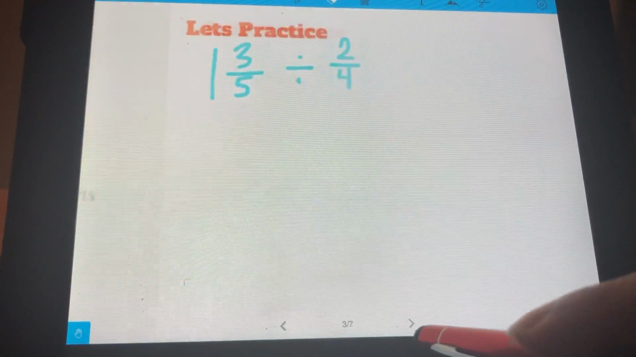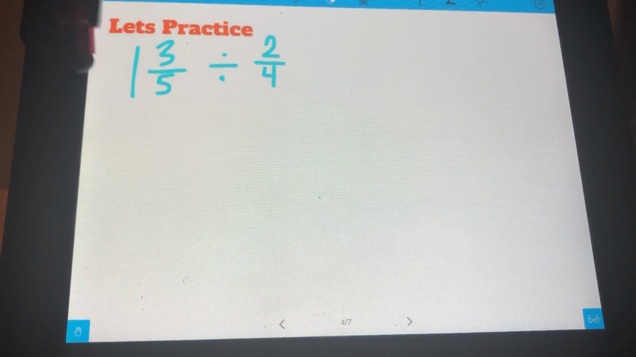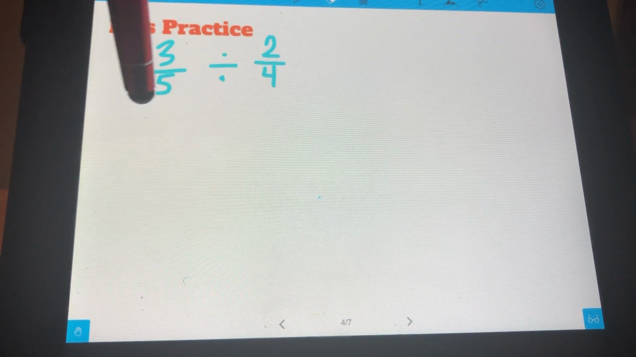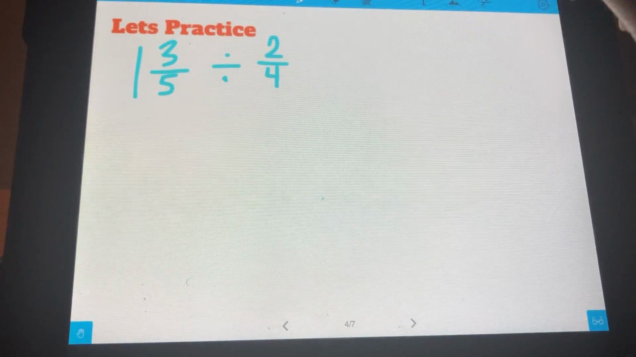Moving on. Let's do some practice. We can never have too much practice, so let's get into it. Remember, whenever you see a mixed number, we want to change that into an improper fraction before we divide or multiply or whatever. So let's go ahead and do that.